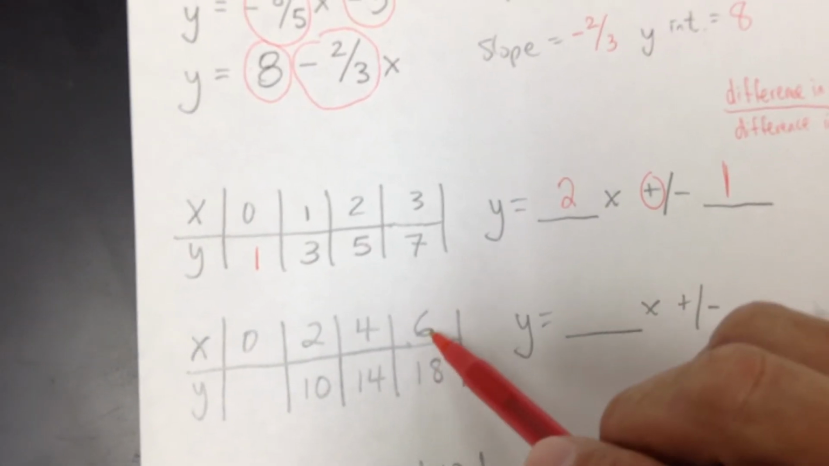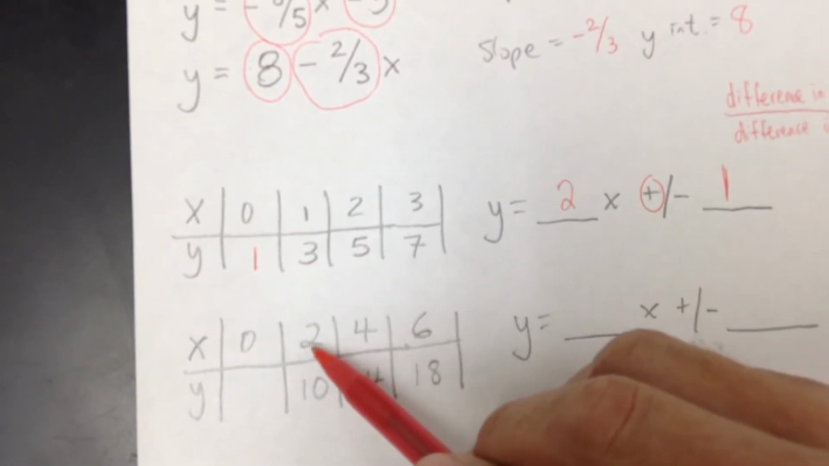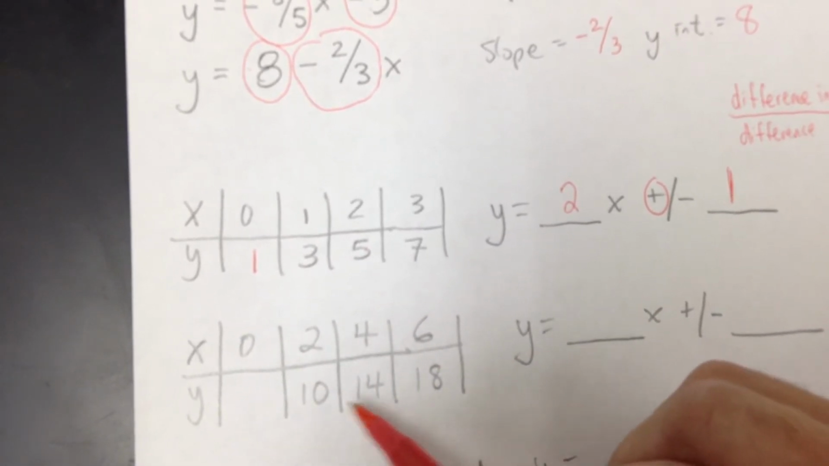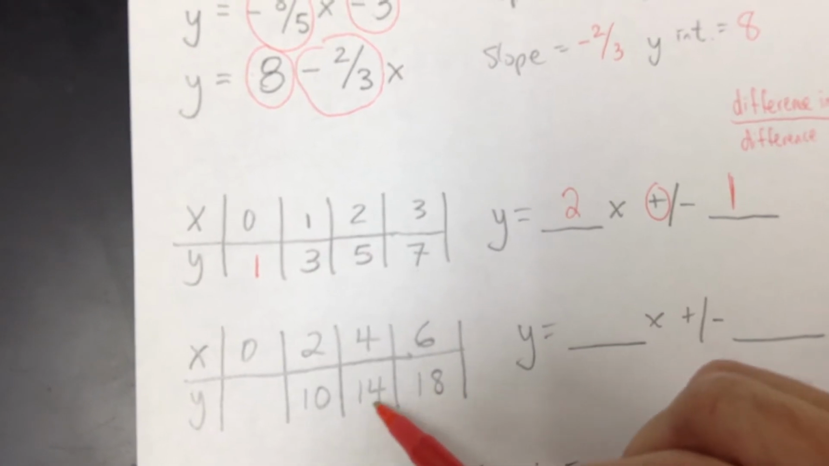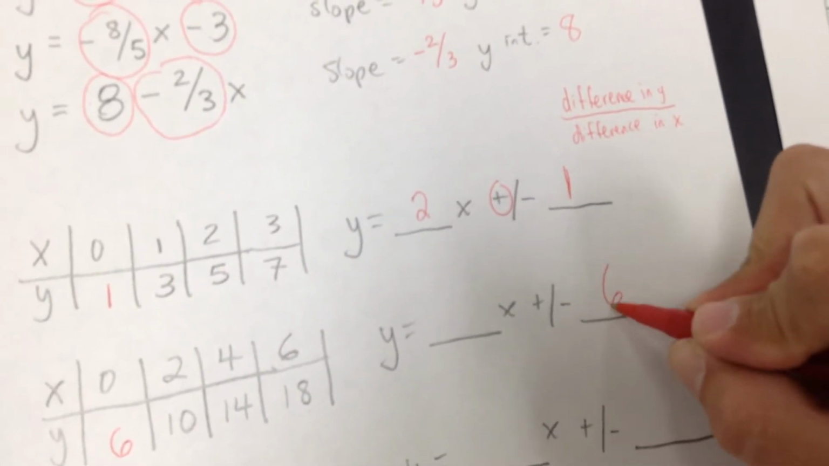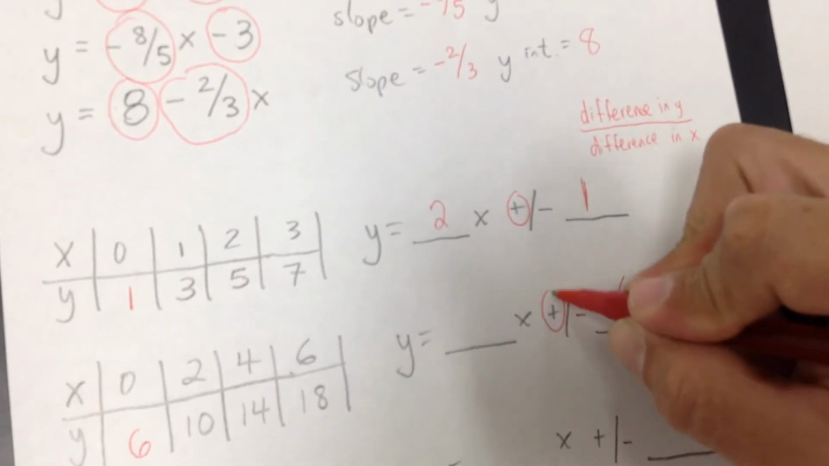Okay, next table. As you see, this time our x values are going down by 2 every time, and when that happens, the y values are going down 4. So 18, 14, 10 minus 4 gives me an answer of 6. So again, that tells me my y-intercept. And yes, it is positive.